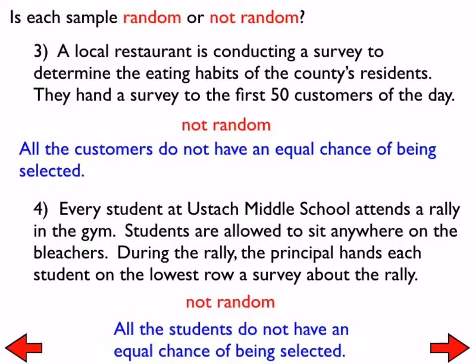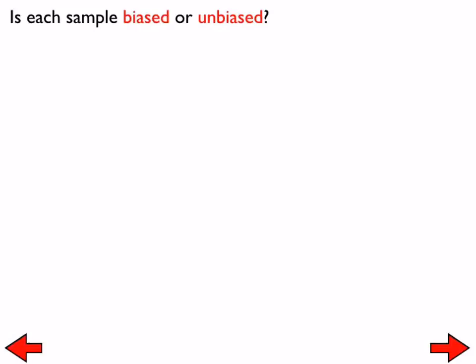All right, so now let's go to 5 through 8. The question is, is each sample biased or unbiased? Same approach. Do all 4 with your shoulder partner, please. I'll get back to you in a couple minutes.